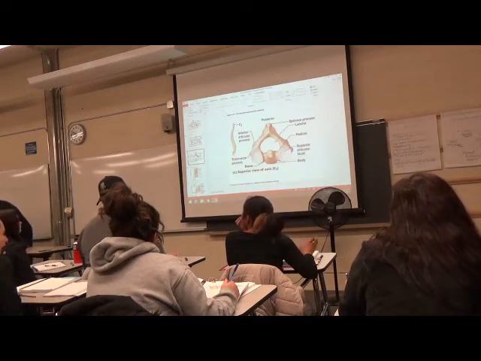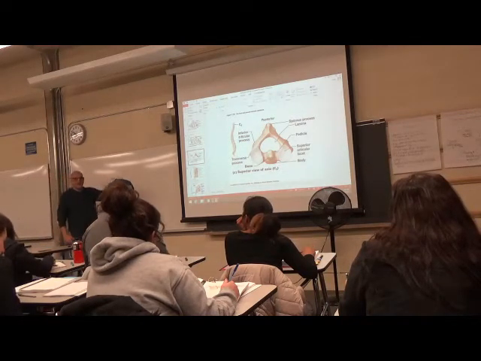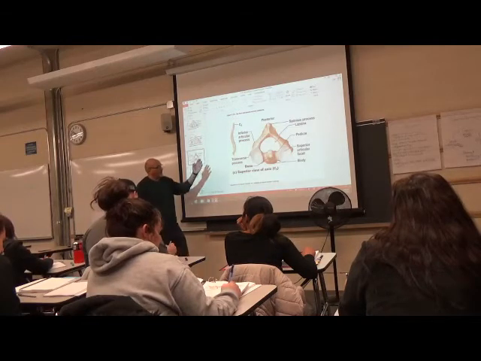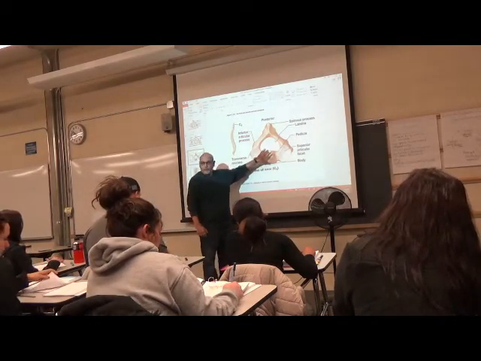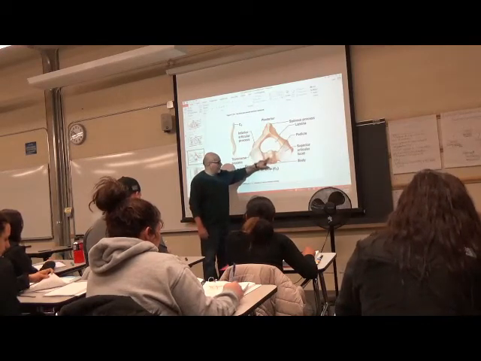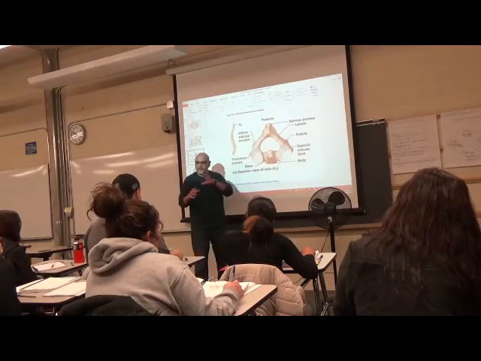Okay. So the dens is there for pivoting. That's why it pivots. It's a pivot joint. When we do joints next week, we'll see that's a pivot joint. Then you'll see when C1 hooks here, there's a ligament that holds it like this. There's one back here, and there's one that holds it together too.